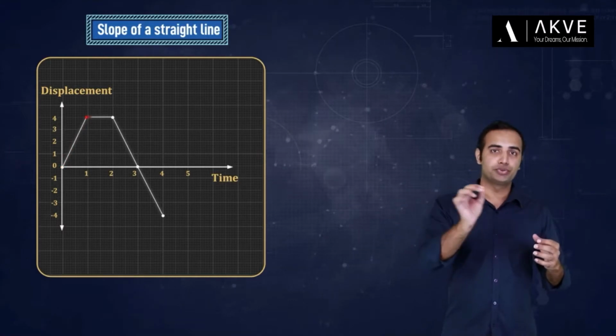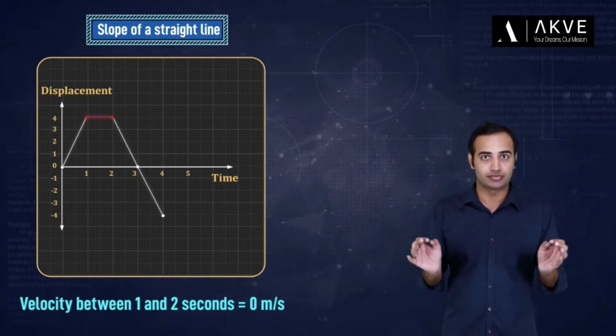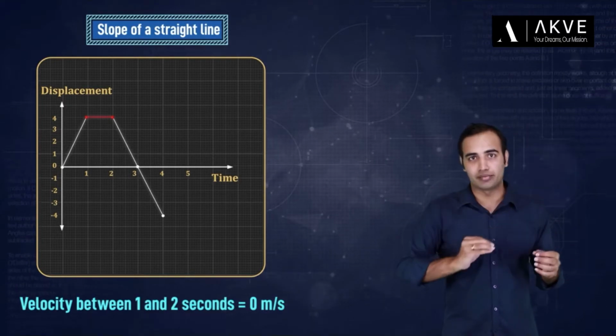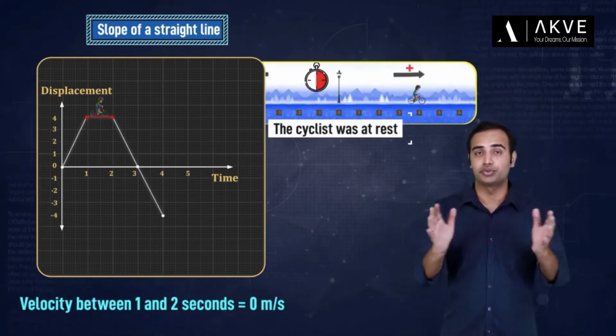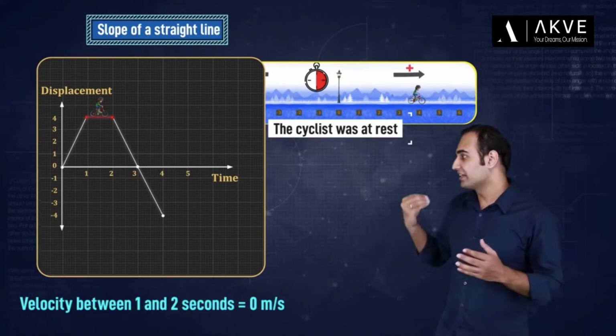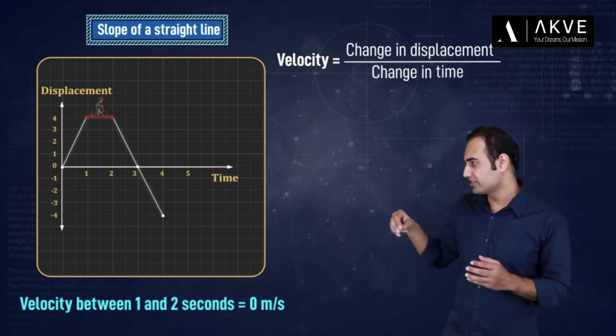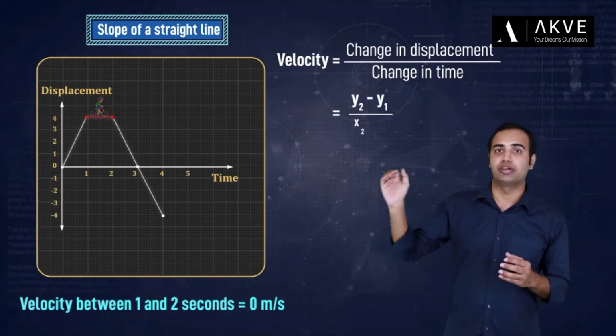Now, between 1 to 2 seconds, the cyclist's velocity comes out to be 0 meters per second. Now it's not surprising because we had already established that the cyclist was at rest during this time interval. But in any case, we'll use the formula of velocity as change in displacement divided by change in time, which is nothing but y2 minus y1 divided by x2 minus x1.